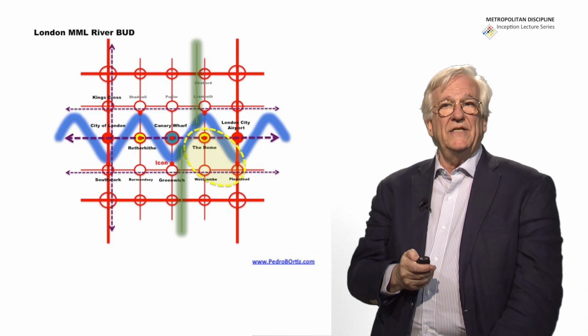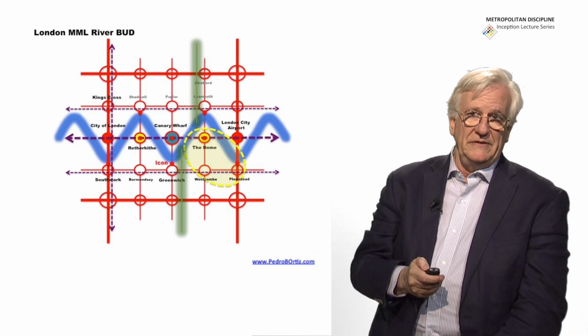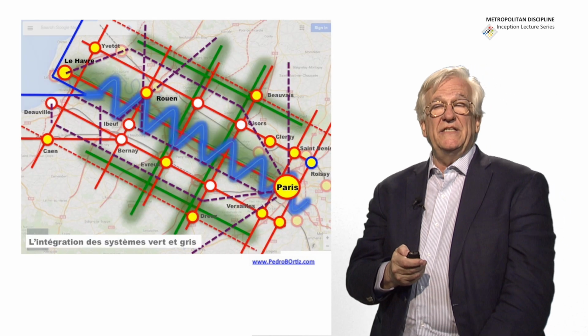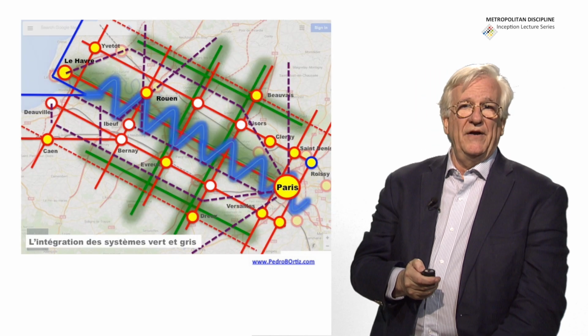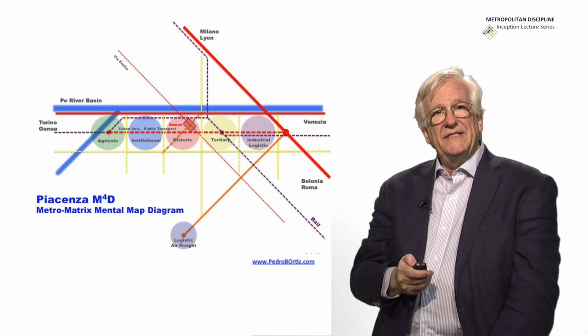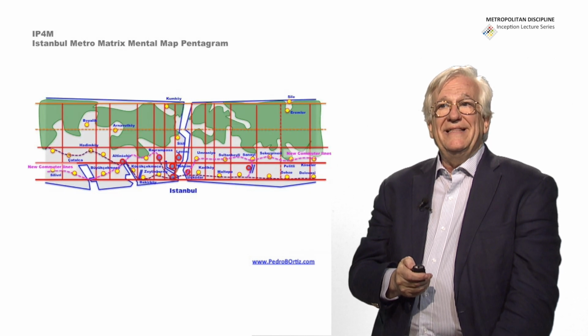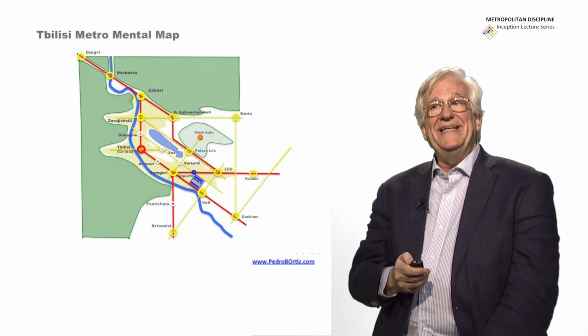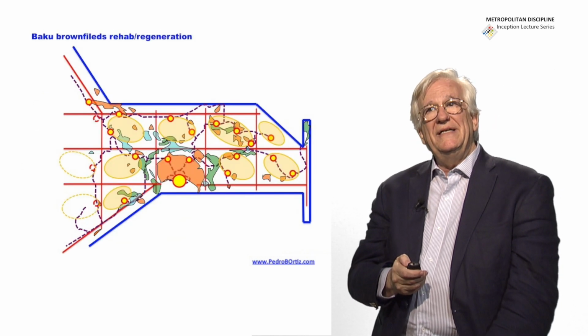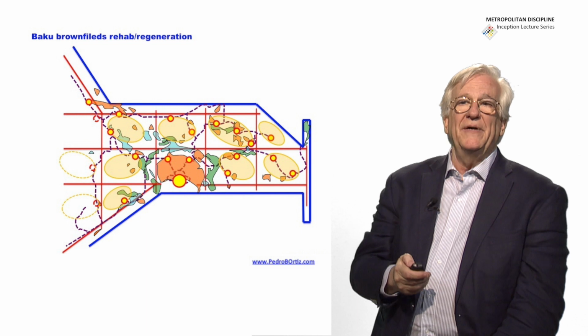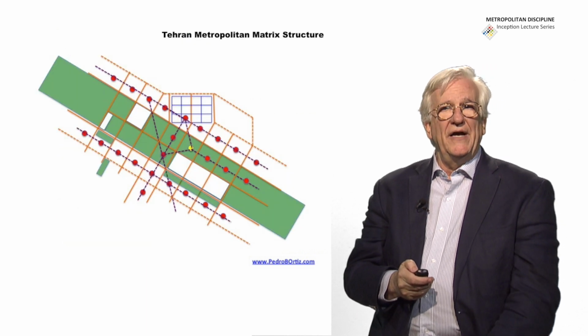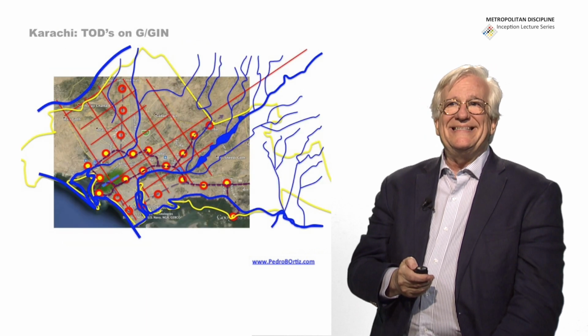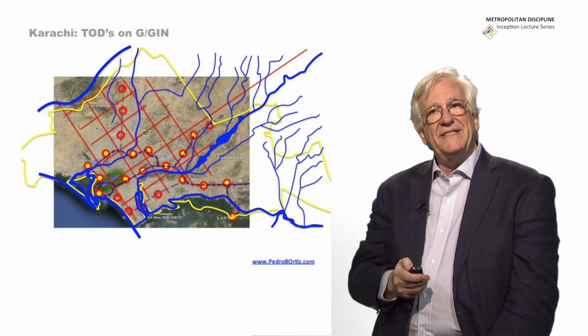This is the east of London, obviously in England. This is the Great Paris, from Le Havre to Paris. This is Piacenza in the north of Italy. This is Istanbul in Turkey. This is Tbilisi in Georgia. This is Baku in Azerbaijan. This is Tehran in Iran. This is Karachi in Pakistan.